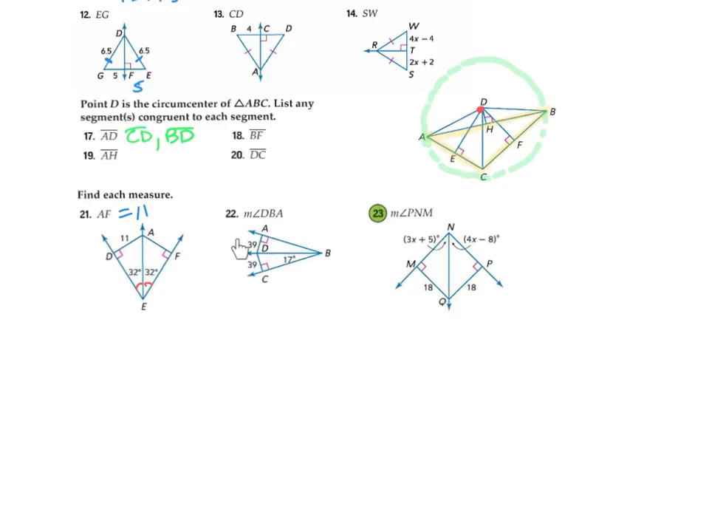Conversely, let's look at number 22. Okay, here we see that this point D is 39 units from both sides of the angle, so that means D lies on the angle bisector. We're asked to find angle DBA, and since point D lies on the angle bisector, we know that if angle DBC is 17 degrees, then angle DBA is also 17 degrees.